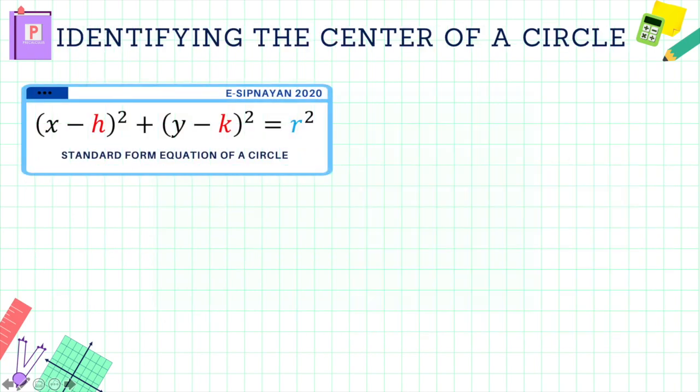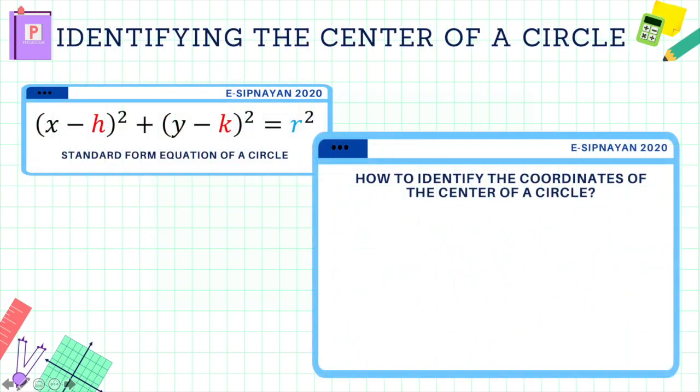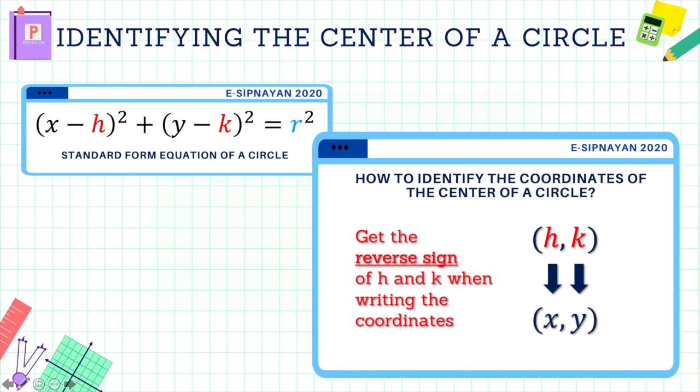Now, if you want to identify the center of the circle, we must look for h and k. So, from the standard form of equation, h is the x coordinate and k is the y coordinate of the center. Now, given that this is the standard form and we can see that this is negative h and here we have negative k, we just need to reverse the sign to get the center of the circle.